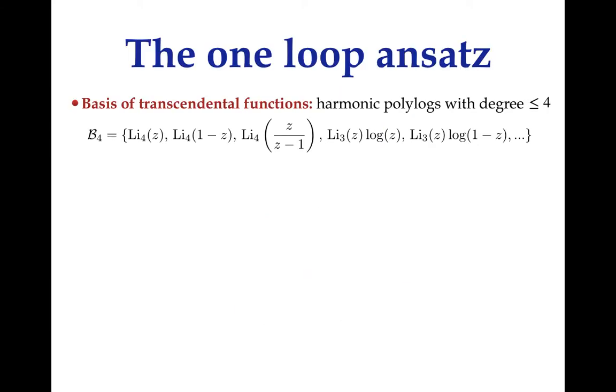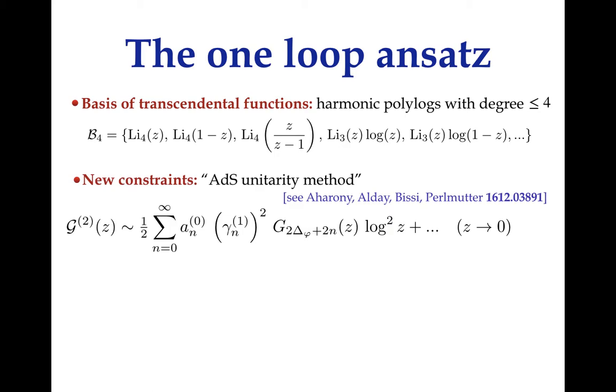At one loop, things are a bit harder, and in particular we first of all need to enlarge our basis of transcendental functions. Indeed, we will consider harmonic polylogs with degree less than 4, or transcendentality less than 4. The second important point at one loop is that we have some new constraints that come from what we could call the AdS unitarity method, because it's quite reminiscent of the unitarity method for scattering amplitudes.